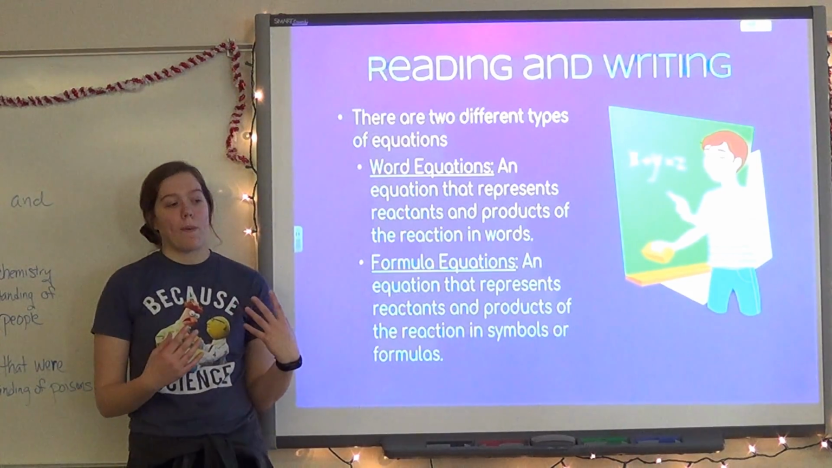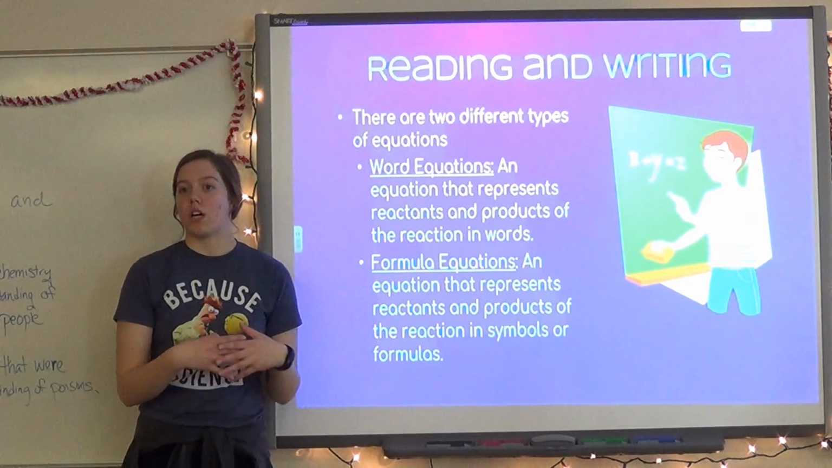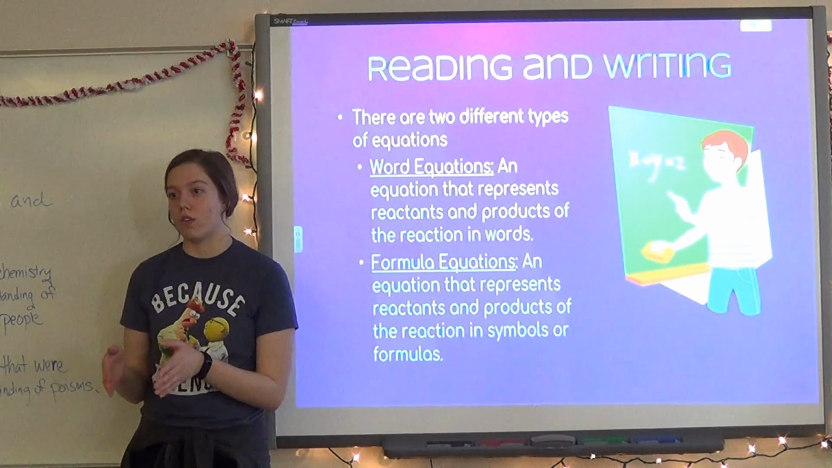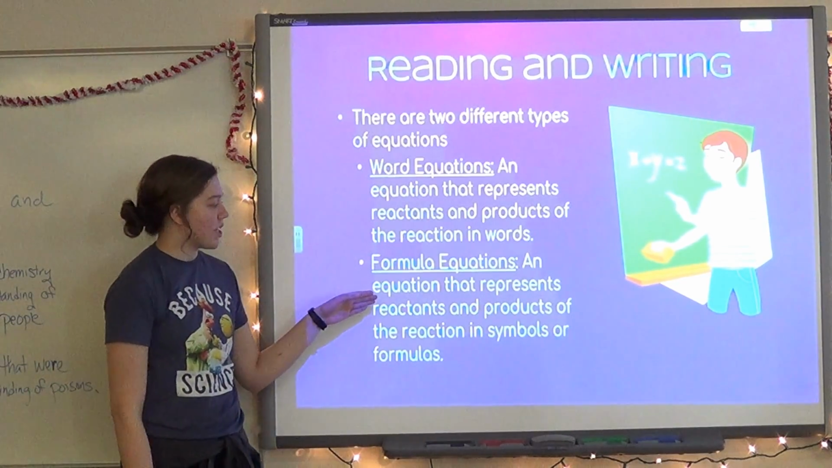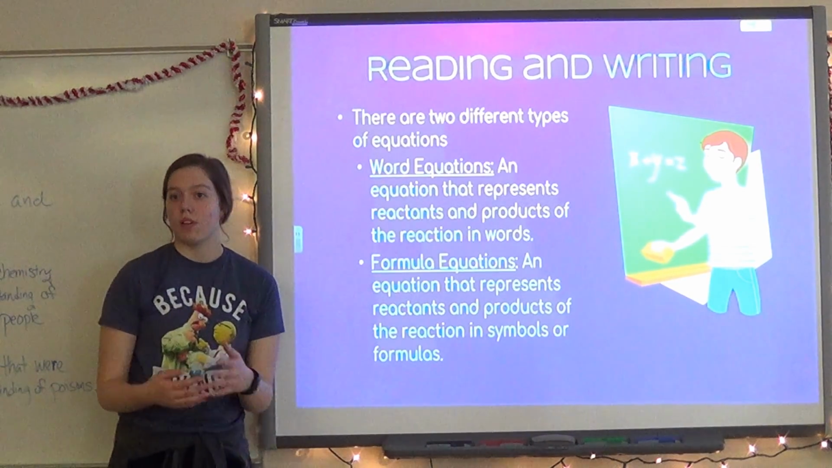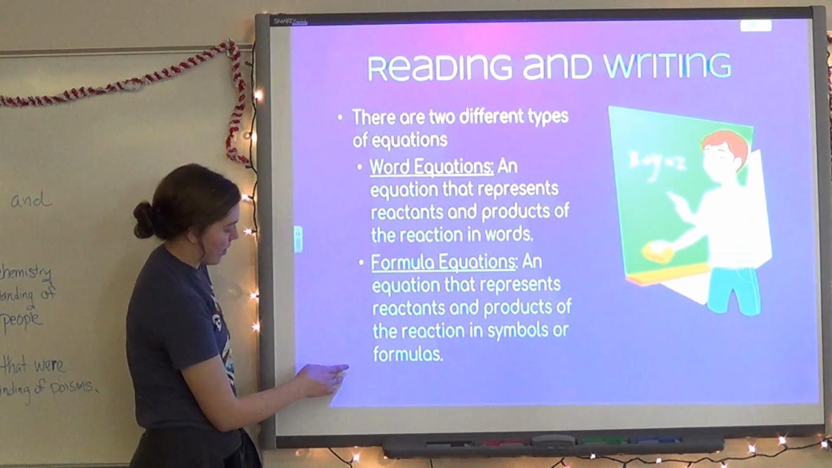So when you do a word equation, it'll say sodium plus chlorine equals sodium chloride, or salt. If you were to do the formula equation for that, it would be Na plus Cl equals NaCl. So those are the two different ways to write that equation.